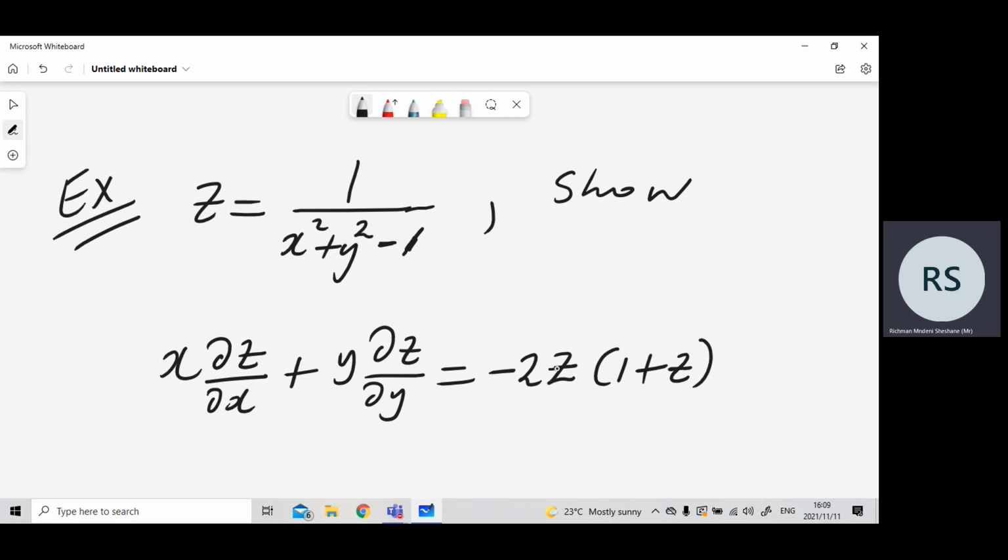Just to give you a hint, you see z on the right-hand side is this function. So when you differentiate this and simplify, when you see 1 over this, you'll have 1 over this. Just know 1 over this is just z. So just substitute z for that. It will simplify to this. Okay. Thank you.